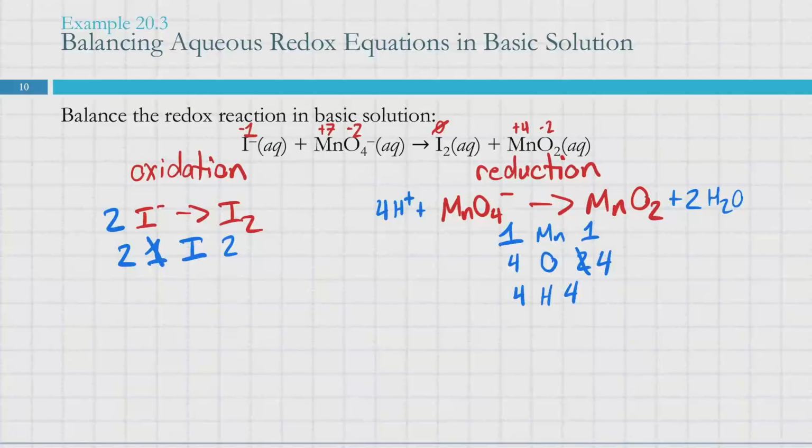This is where we add in our 1 extra step. So for our 1 extra step, we're in basic solution. Basic solution means that we cannot have H plus floating around. It's basic, we have extra OH minus floating around. So to make it in basic solution, add OH minus to both sides.